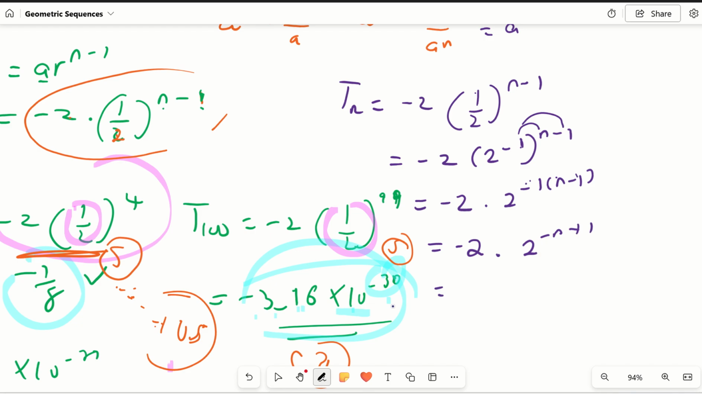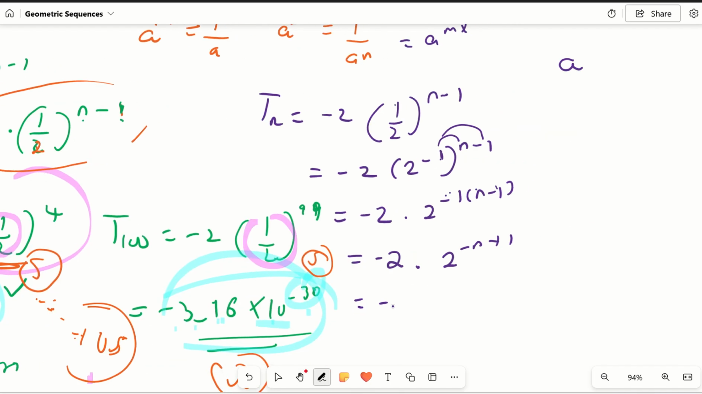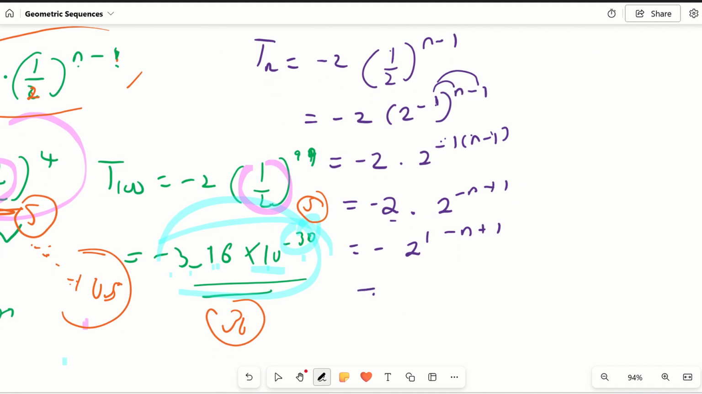Then you can apply this law of exponents: a to the power m times a to the power n. So I've got a 2 there. I'm going to go 2 to the power 1 plus minus n plus 1. The plus doesn't affect anything, so it's just going to be minus n plus 1. This will give you minus 2 to the power minus n plus 2. So this is the simplified version of this.